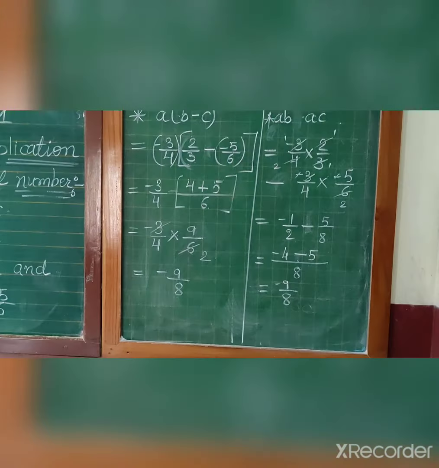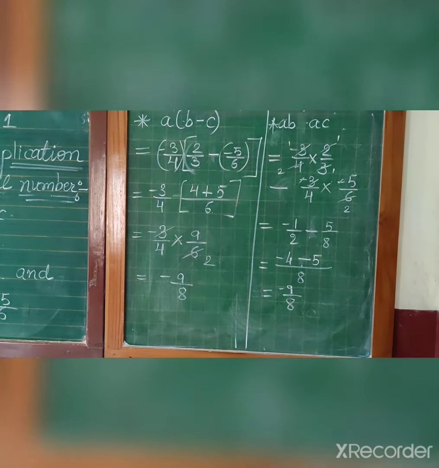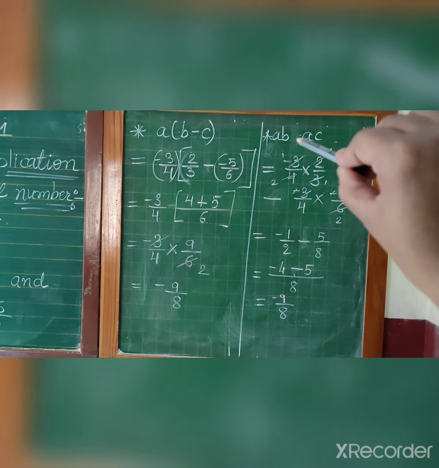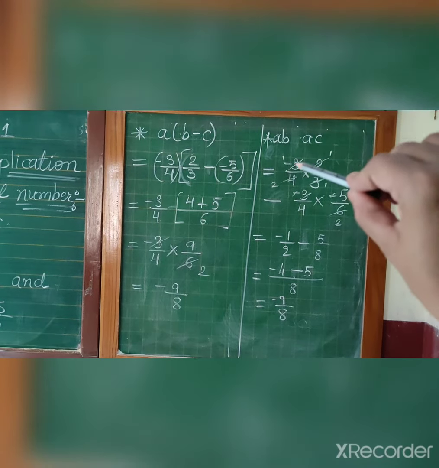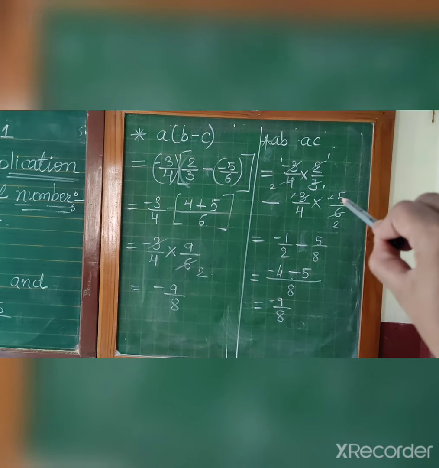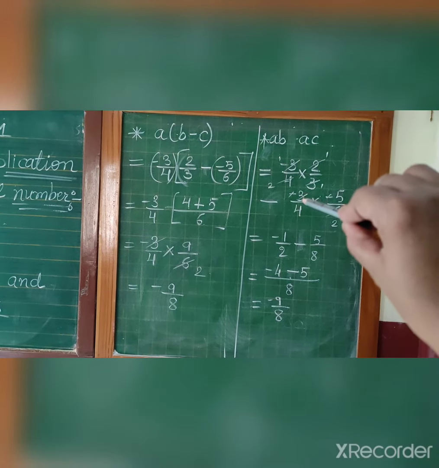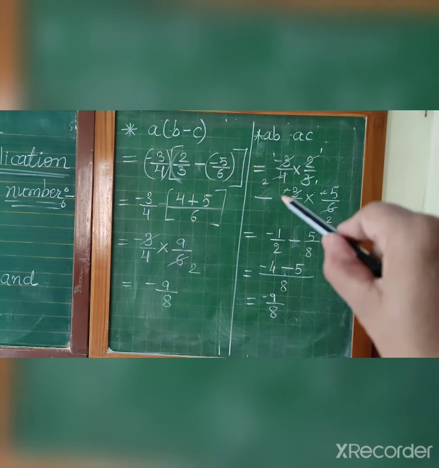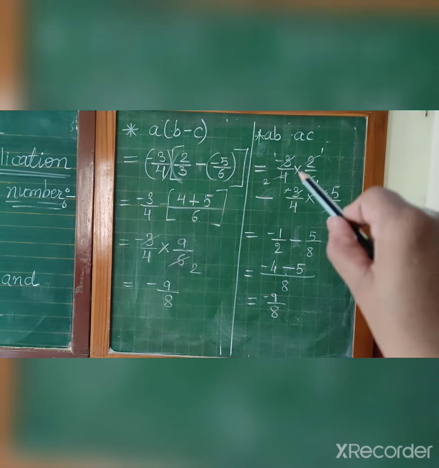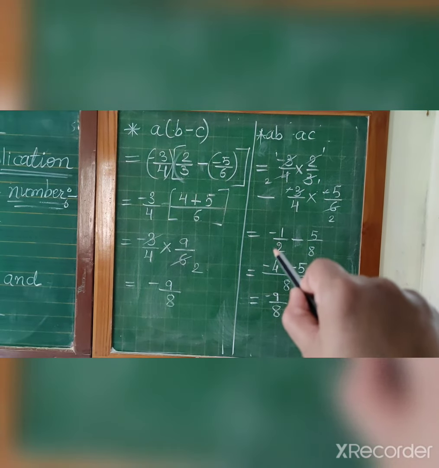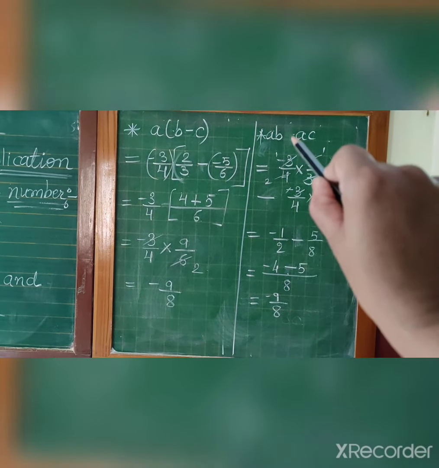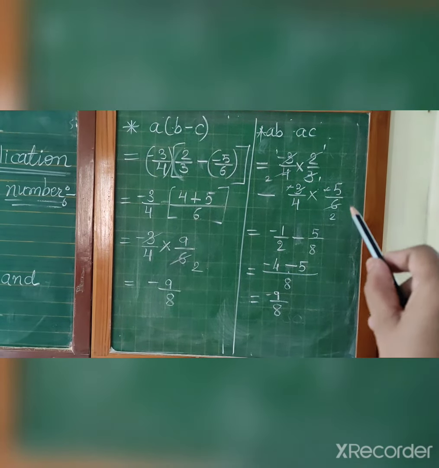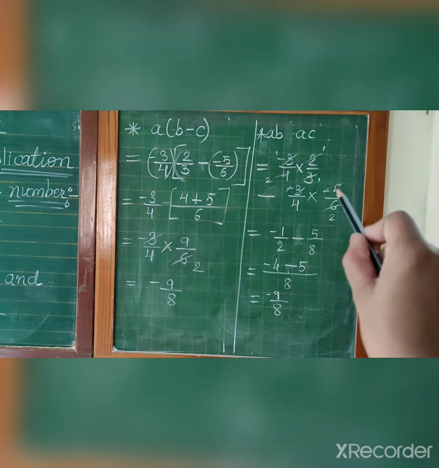That means a into b minus c is equal to minus 9 upon 8. Now ab minus ac. Here I forgot to put minus sign, so you will put here minus. So ab, minus 3 upon 4 into 2 upon 3. Minus 3 upon 4 into minus 5 upon 6. So 2 ones are 2, 2 twos are 4, minus 1 upon 2. With negative sign, here is negative sign. Keep this thing in your mind. So minus 3 twos are 6, minus minus plus, and this minus. So 5 upon 4 twos are 8.